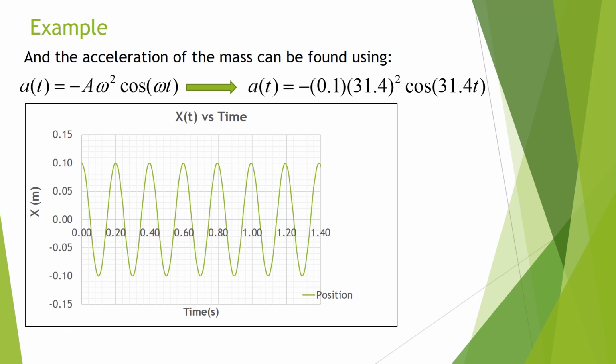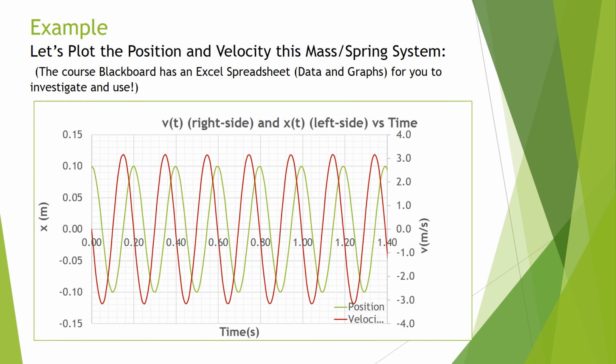So here is our velocity and position overlaid, and the right-hand axis shows the velocity in meters per second. The left-hand axis shows the position, and the green graph is the position graph, and the red graph is the velocity graph. And so you can see that these don't overlay.